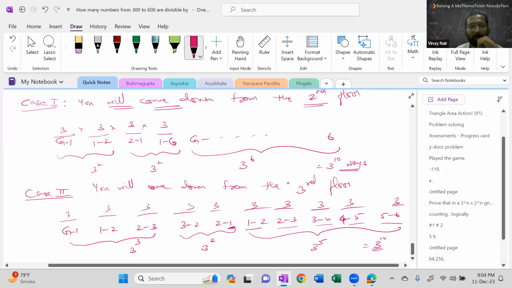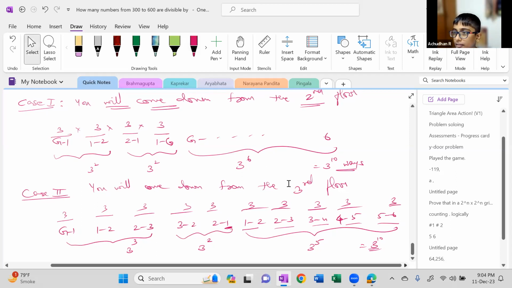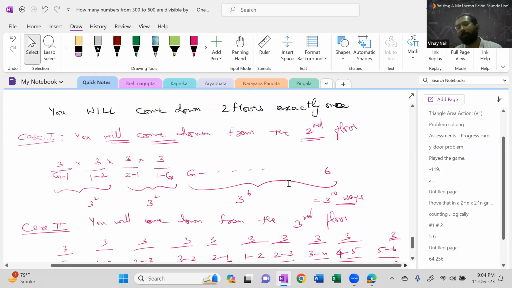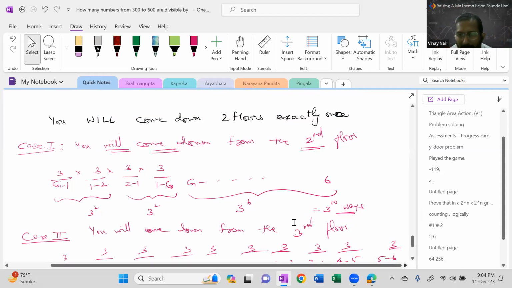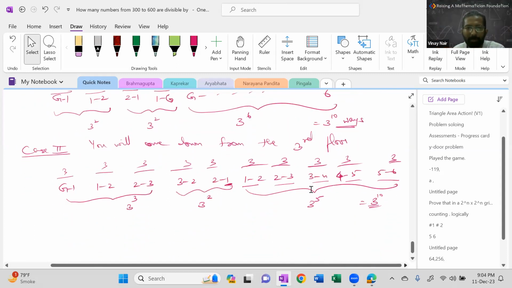Going down from the 6th floor? No, sir, there is no case like that. Why? Because you said after reaching the 6th floor, we cannot climb down. No, actually that was for the question that Shrestha was asking. Oh, okay. Because here you will come down 2 floors exactly once. That's the only condition.